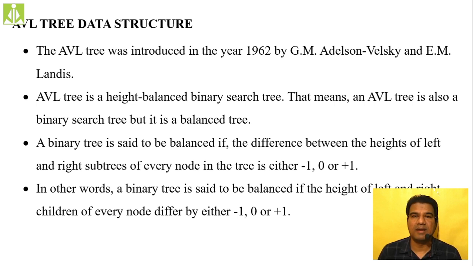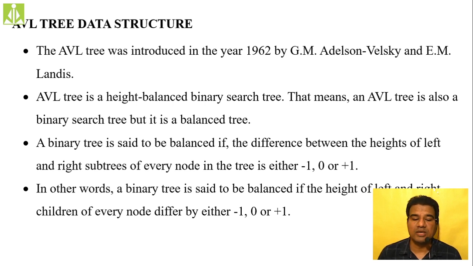So what do we mean by height balanced? A height balanced tree has to maintain the balance factor. How do we calculate that balance factor? Simply subtract the height of the left subtree from the height of the right subtree, or subtract the height of the right subtree from the left subtree. Either way, you will get the balance factor. That balance factor should be either 0, 1, or -1, nothing other than that.